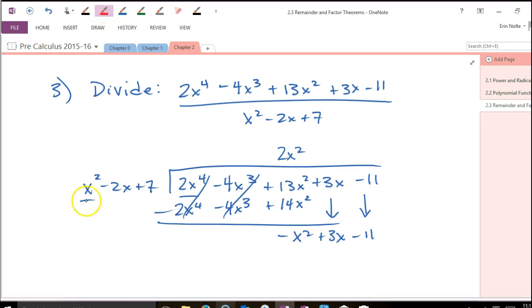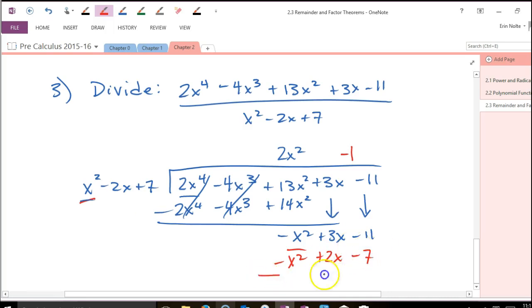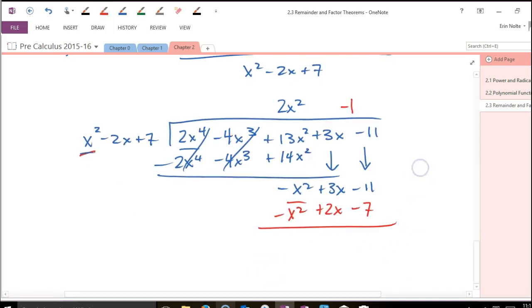So then I play again. So what do you have to multiply x squared by to make a negative x squared? Negative 1, right? So I'm going to put that over here, negative 1. So then I multiply that through. Negative 1 times x squared is negative x squared. Negative 1 times negative 2x is positive 2x. Negative 1 times 7 is negative 7. And then I subtract. Okay, when I subtract, my x squareds go. How many x's do I get? 1x. How many constants?